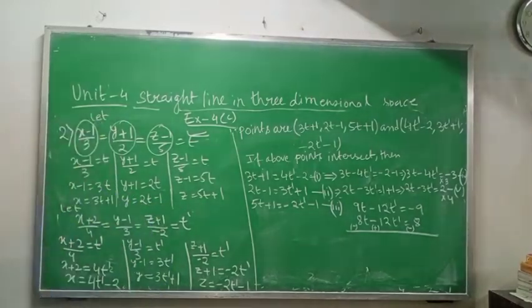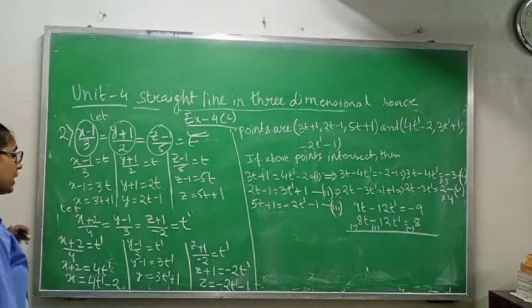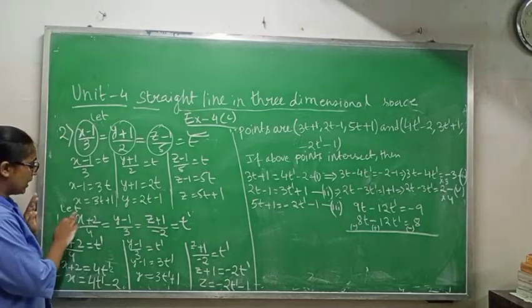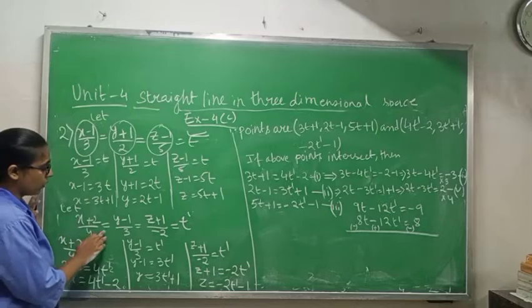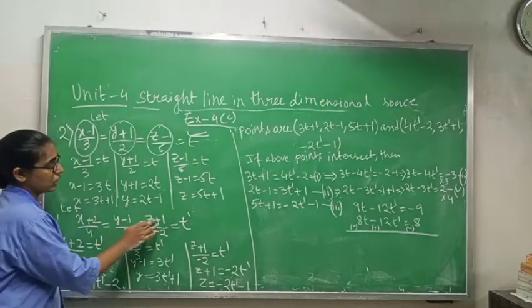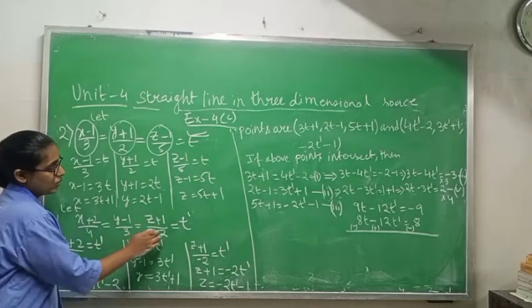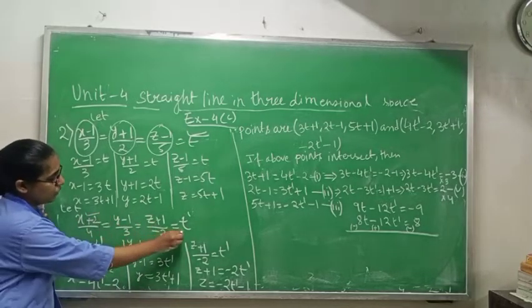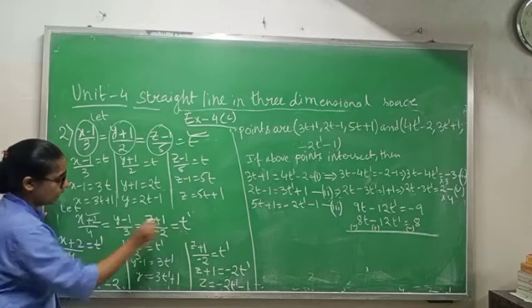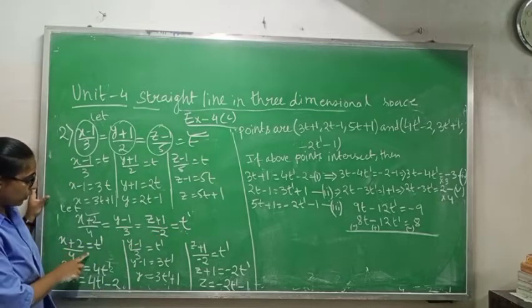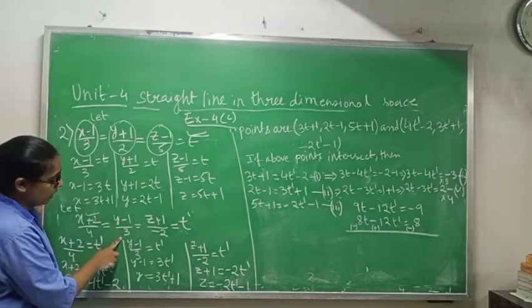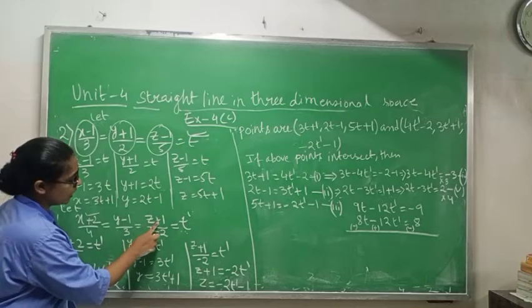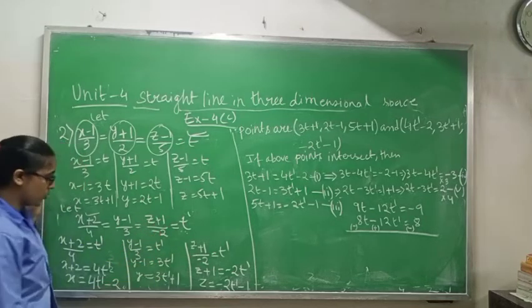Now you have to find the second x, y and z value. From the second equation you will get the second line: (x plus 2)/4 equals (y minus 1)/3 equals (z plus 1)/minus 2 equals t dash. Now you have to separate this with t dash, this with t dash, and this with t dash. So (x plus 2)/4 equals t dash, (y minus 1)/3 equals t dash, (z plus 1)/minus 2 equals t dash.